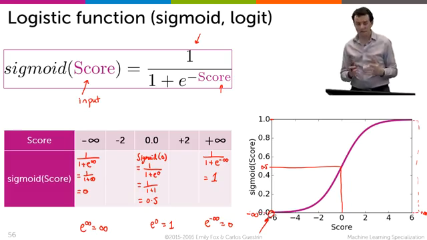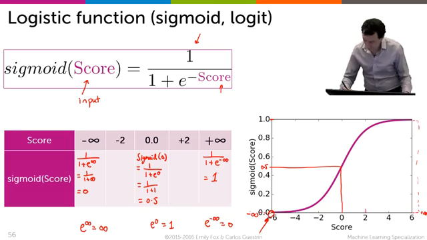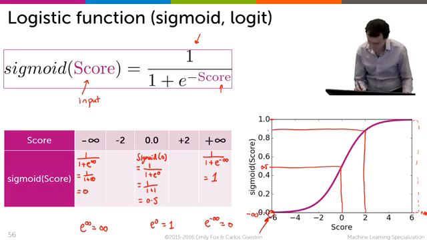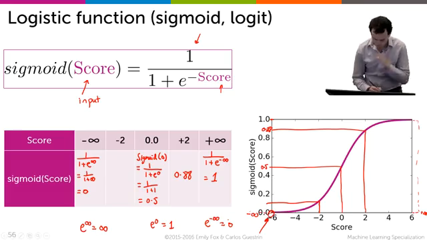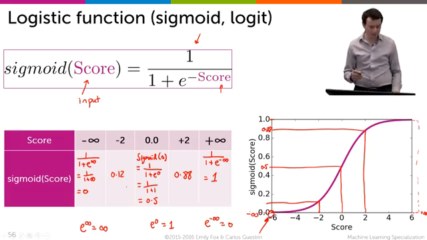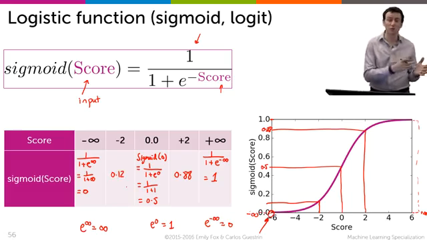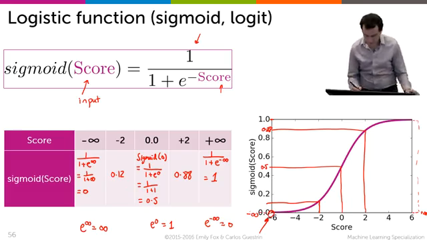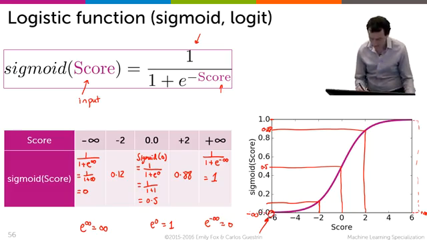Now what really is important here is the places in between. So for example, if the score is 2, we will see that we'll hit at 0.88 over here. And if the score were minus 2, we have 0.12. It's a symmetric function that ranges from 0 to 1. And so it provides exactly the mapping from minus infinity to infinity to the interval 0, 1.